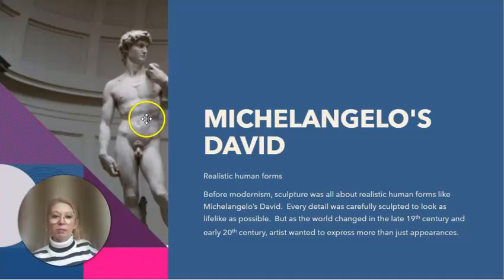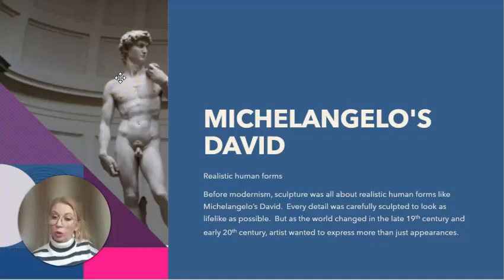Okay, so let's look at Michelangelo's David. We have looked at this before, last semester. So this has realistic human forms. Before modernism, sculpture was all about realistic human forms like Michelangelo's David right here. Every detail was carefully sculpted to look as lifelike as possible.